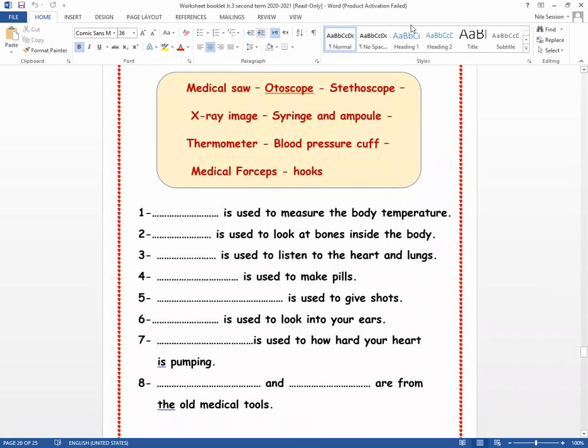Yes, now we will revise the medical tools, you remember? Okay. Which tool is used to measure the body temperature? Yes, super, thermometer. So write thermometer here. So number one, thermometer. Number two is used to look at bones inside the body. We use what to look at bones inside your body? Yes, super. X-ray image.